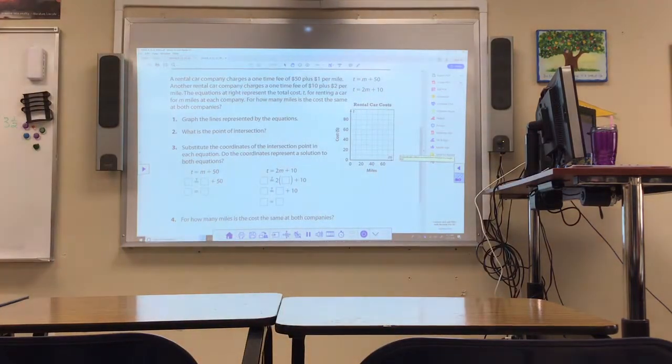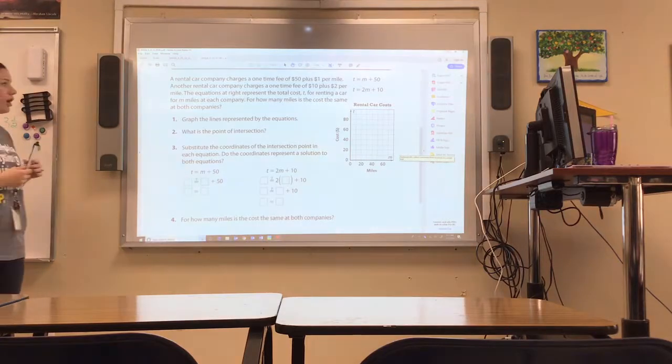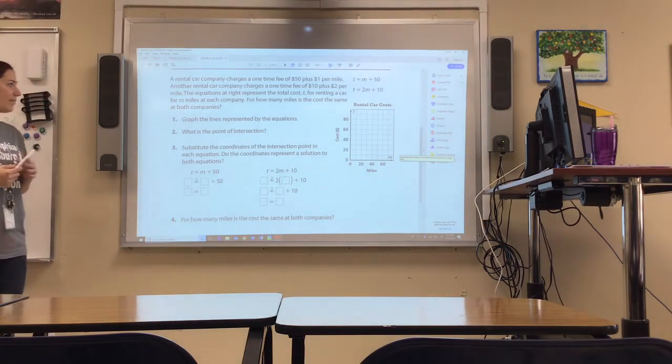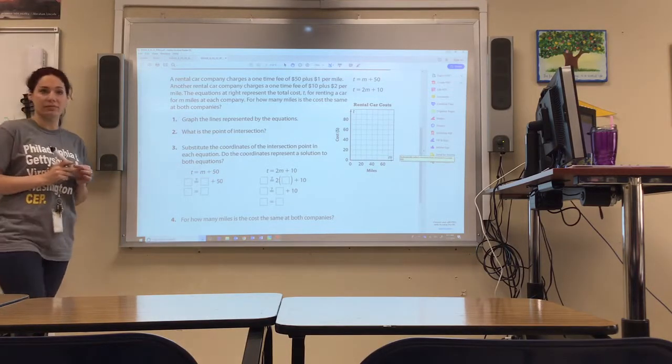The problem says a rental car company charges a one-time fee of $50 plus $1 per mile. Another rental car company charges a one-time fee of $10 plus $2 per mile. The equations at the right represent the total cost T for renting a car for M miles for each company. How many miles is the cost the same for both companies?